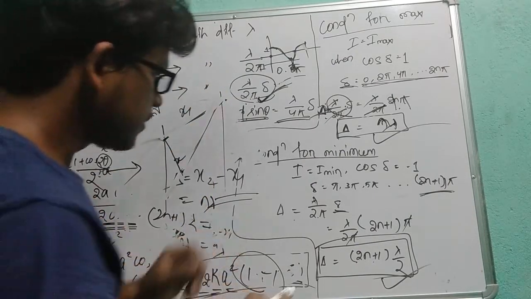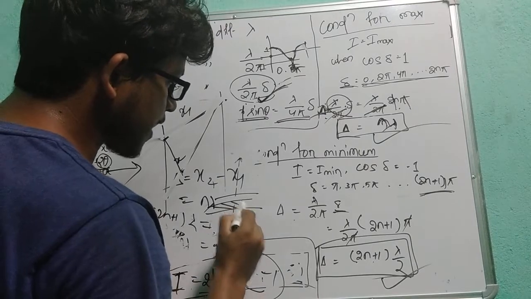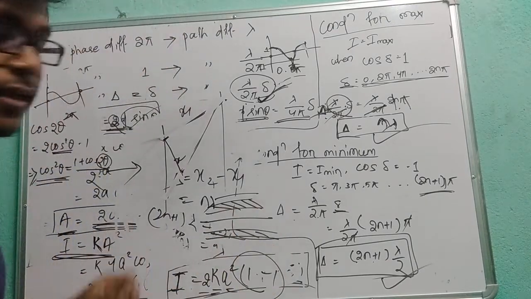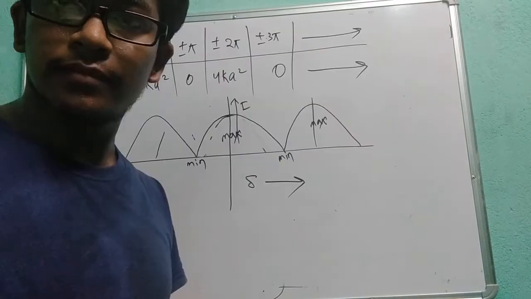So you will have dark fringes, this one, then light, then dark, like this you will get your bright and dark fringes.